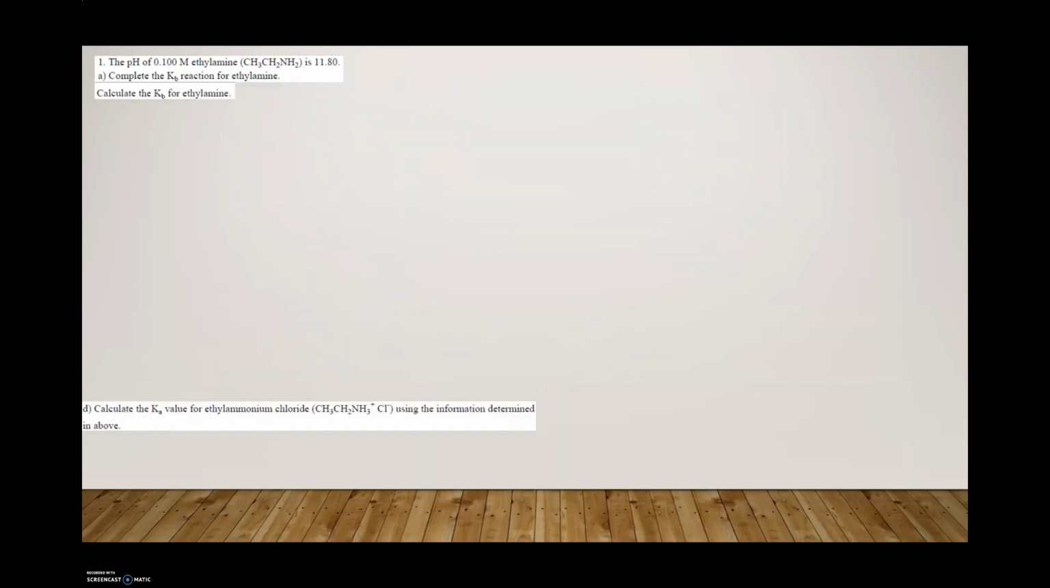So moving on into a new problem here, the pH of a 0.1 molar ethylamine is 11.8. Complete the Kb reaction for ethylamine, and then we're going to calculate the Kb for ethylamine. So first things first, ethylamine is a basic compound. So we're going to write the equilibrium of it, and this is nothing difficult.